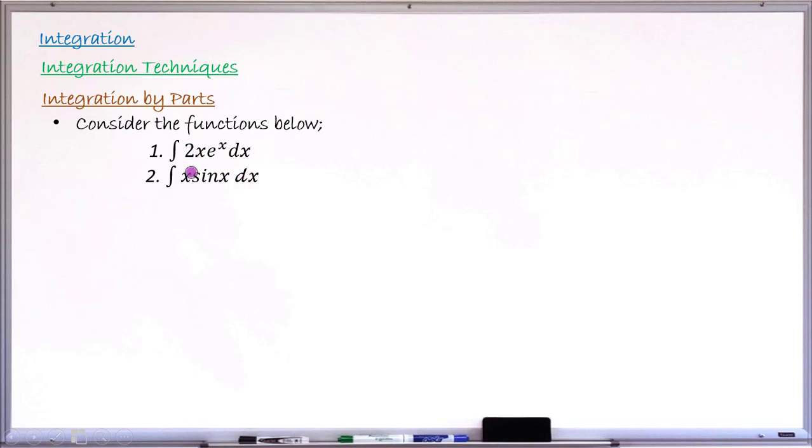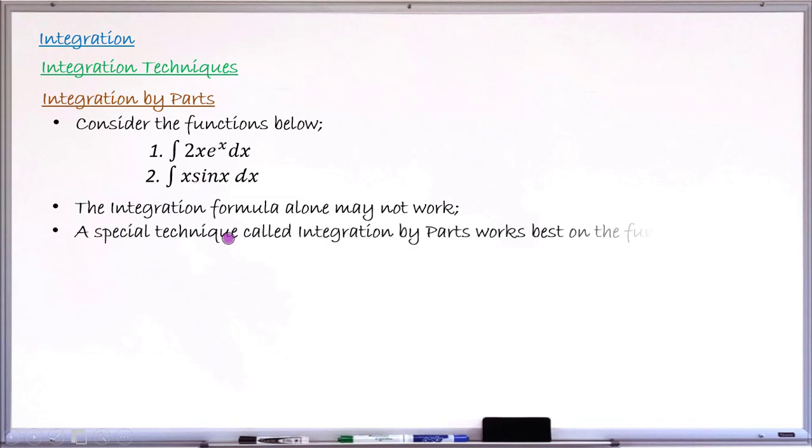For these two types of functions, the normal formula for finding integrals may not work alone. So in that case, we have to employ another special technique, and it is this technique that we are going to learn in this lesson, that is integration by parts. Integration by parts works best on these types of functions. So let us see the rule for integration by parts.